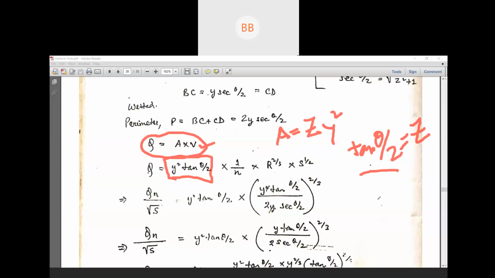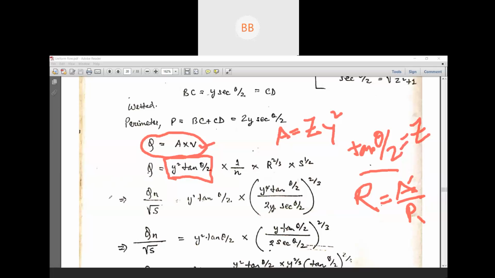So what we do, we consider r is equal to area by weighted perimeter. Okay. So in place of r, we are going to substitute a by p. For area, we have already calculated the expression, derive the expression for area and for weighted perimeter also.